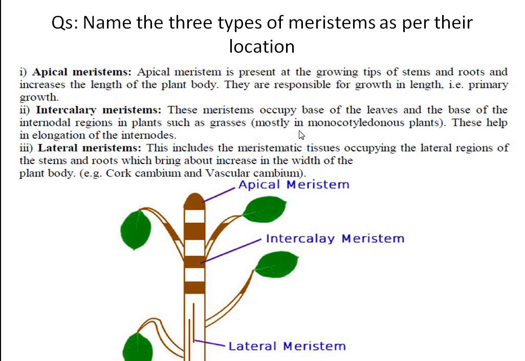Okay. So write all the three meristems, their location, their position, their function, all are here. Three types of meristems as per their location and function. Here there is function also, location and function. So write it down in your copy and learn it. Draw this diagram in your copy.